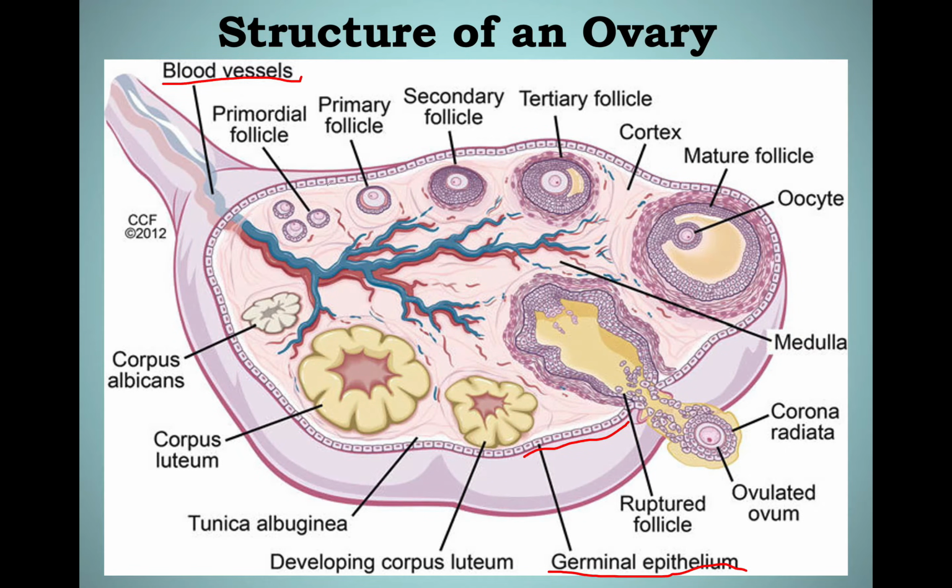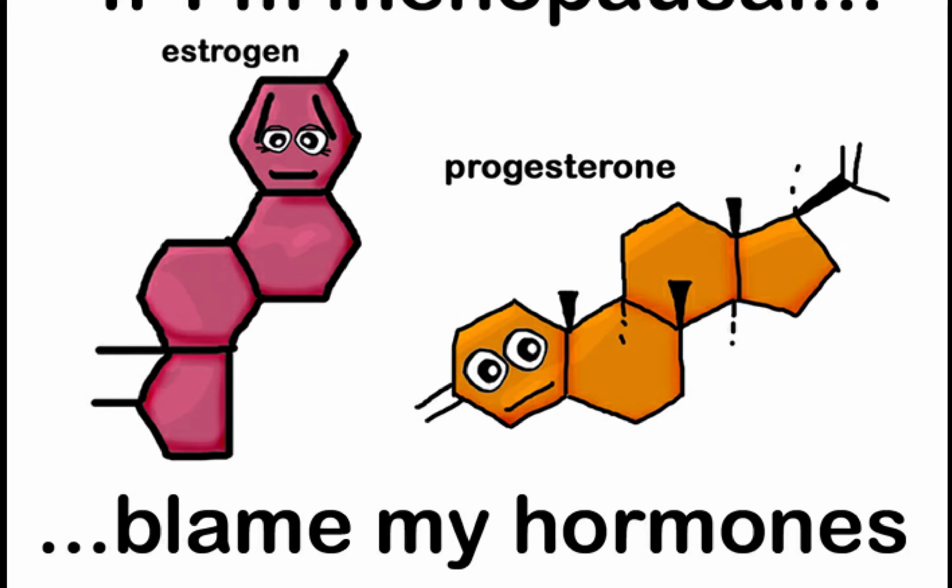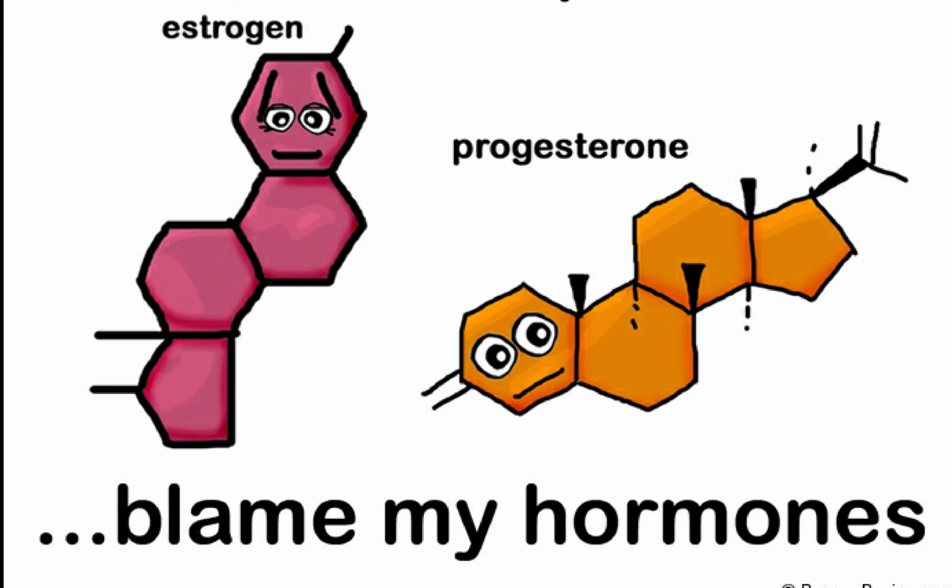We also find these structures inside the ovary. What are those? Yes, these are all follicles. Can you see the follicles? These follicles have a purpose, children. They secrete the female sex hormones. And what are the female sex hormones? Very good. It is the estrogen as well as the progesterone.